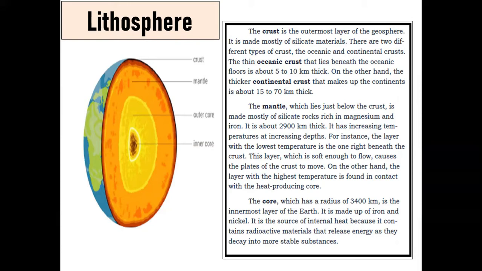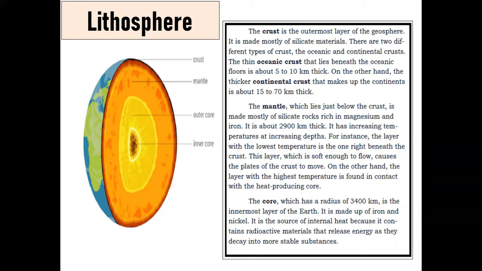The mantle, which lies just below the crust, is made mostly of silicate rocks, rich in magnesium and iron. It is almost 2,900 kilometers thick. It has increasing temperatures at increasing depths. For instance, the layer with the lowest temperature is the one right beneath the crust, and this layer, which is soft enough to flow, causes the plates of the crust to move. On the other hand, the layer with the highest temperature is found in contact with the heat-producing core.